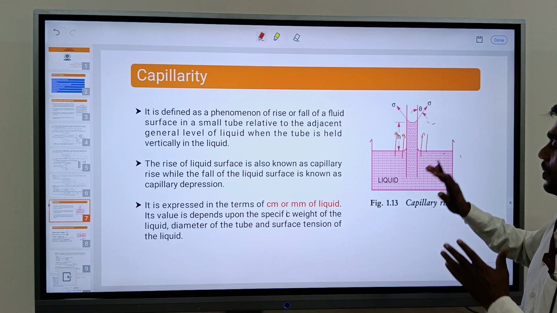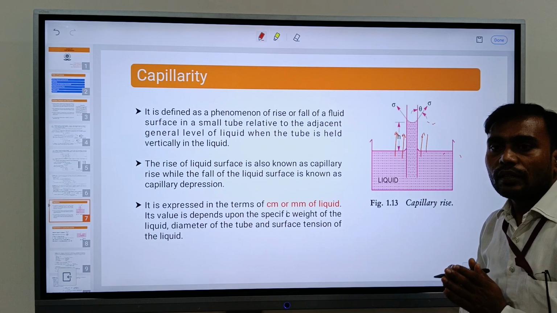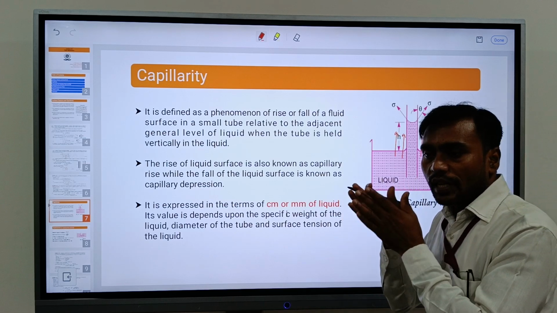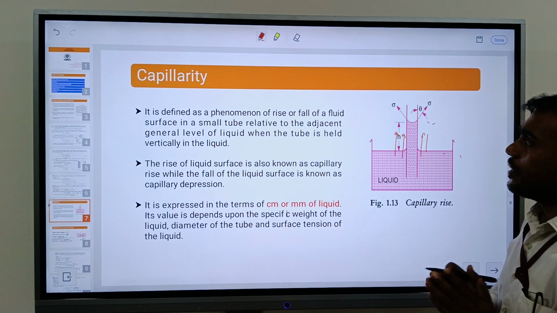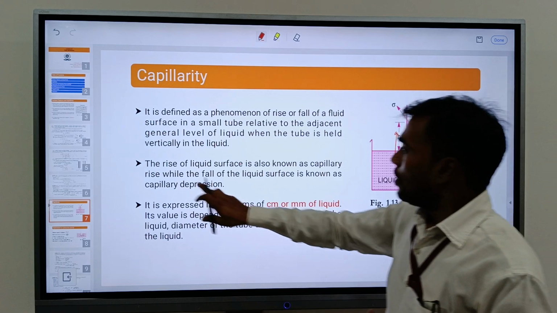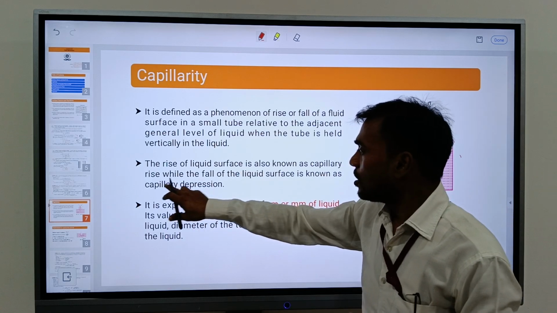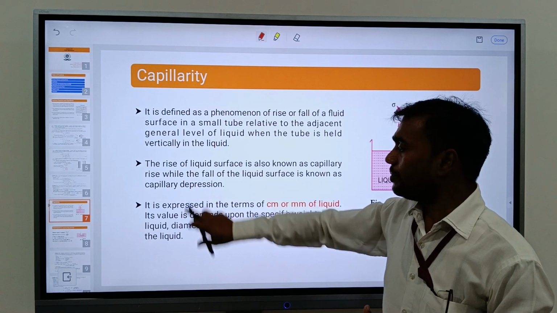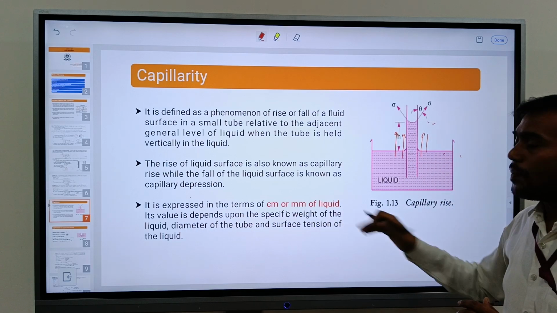So the phenomenon of rise or fall of a liquid surface when a capillary tube is inserted in a container having a fluid is known as the capillarity behavior. Is it clear? Okay. Now the rise of liquid surface is also known as capillary rise, while the fall of the liquid surface is known as the capillary depression. Okay. Now it is expressed in terms of centimeter or mm of liquid.